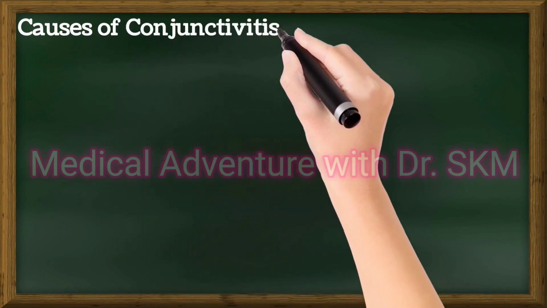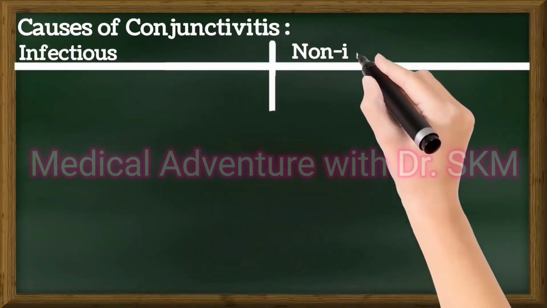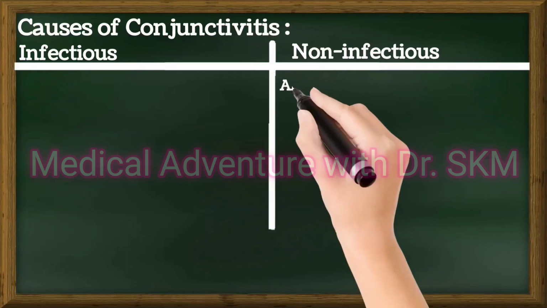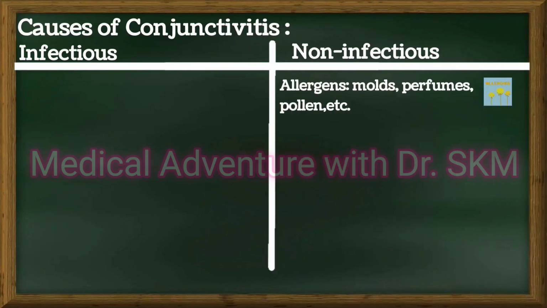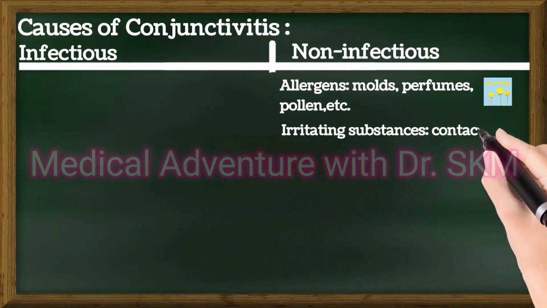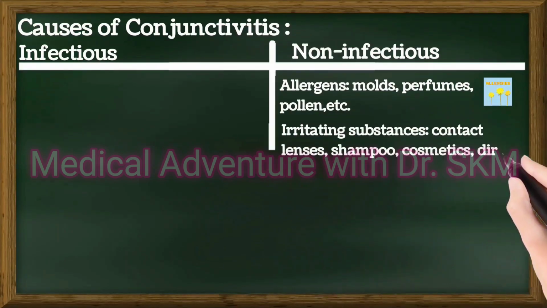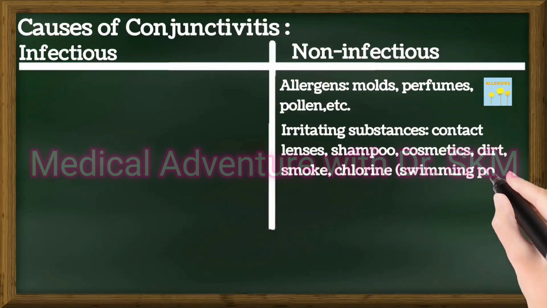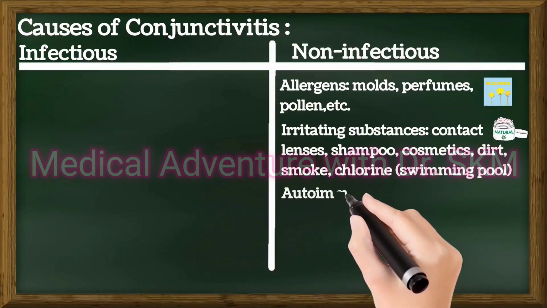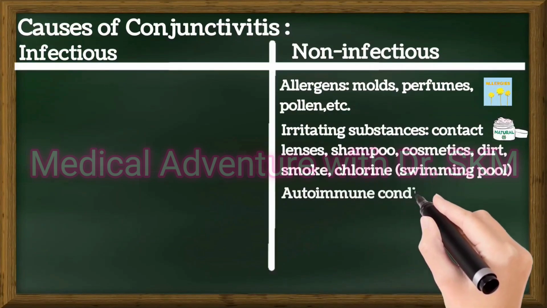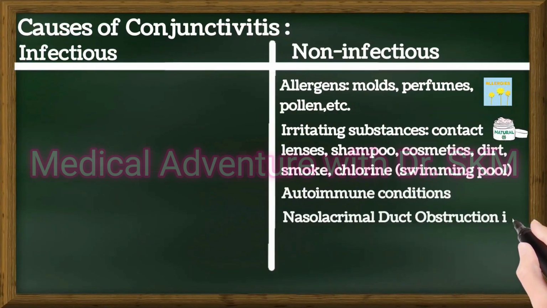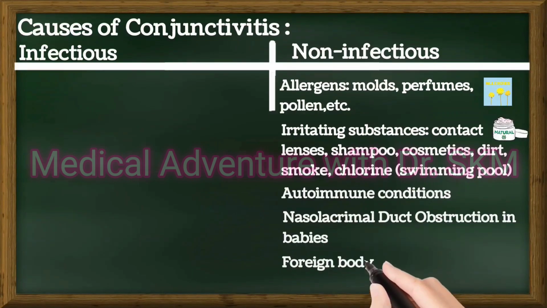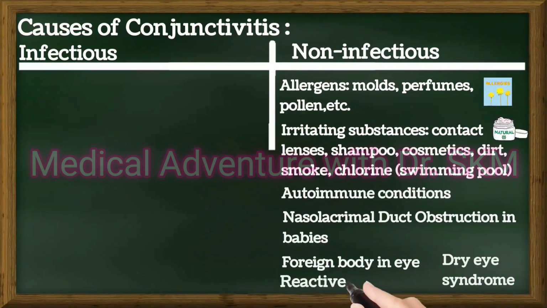Conjunctivitis can occur due to infectious or non-infectious reasons. Non-infectious causes include allergens like perfumes, fragrances, or pollen. Things that can irritate the eyes, such as contact lenses, shampoo, cosmetics, dirt, smoke, or chlorine in swimming pools. Autoimmune conditions can also lead to conjunctivitis. In babies, it might be due to obstruction of the nasolacrimal duct, foreign bodies, dry eye syndrome, or reactive arthritis.